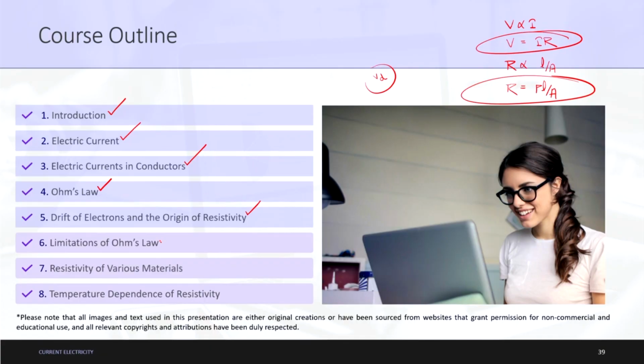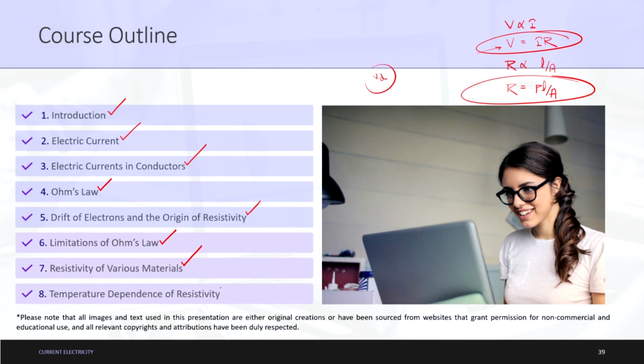Then in the limitations of Ohm's law, we found different materials such as gallium arsenide and devices like the diode, which do not follow V is equal to IR; they deviate either in the negative or positive sense, or in the same direction also. Then in the seventh concept, resistivity of various materials, we understood how many types of resistors are possible. There are carbon type resistors, in which we understood the color coding of different resistors.